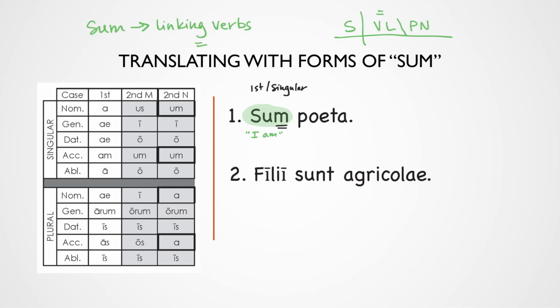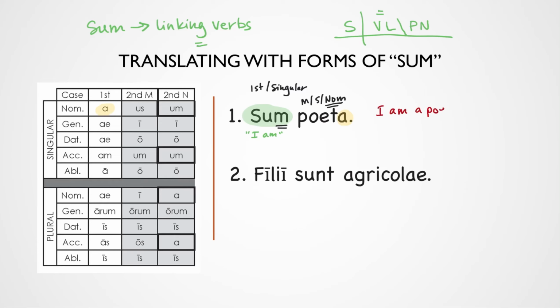I am what? Let's look at poeta. Poeta ends in the a, which means it's masculine singular nominative. Remember, we said subject, verb linking, predicate nominative. That's why poeta gets to be nominative. So that means we're connecting I and the poet together using sum. So we'll translate as, I am a poet.